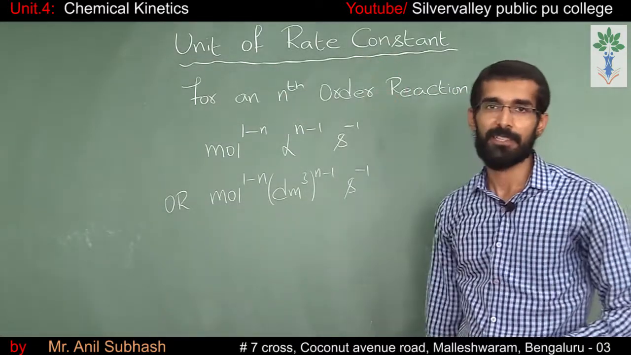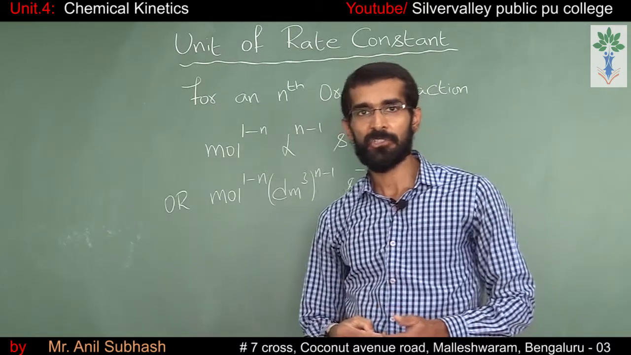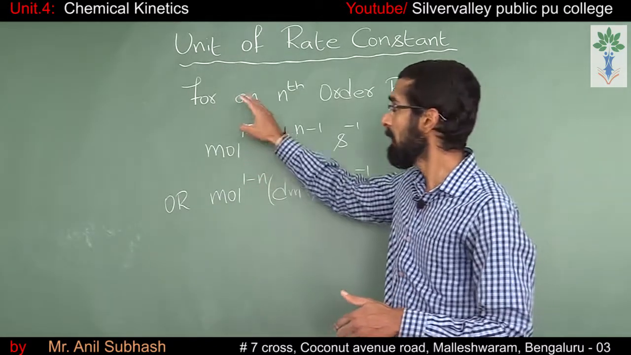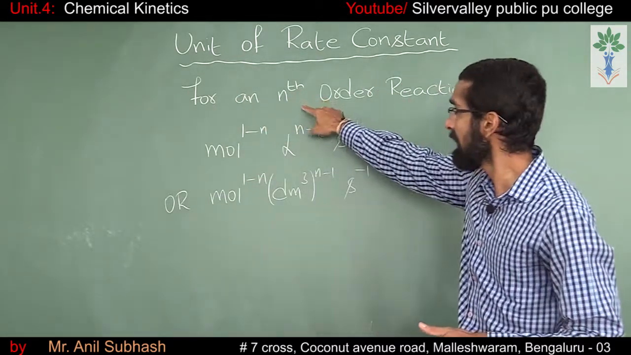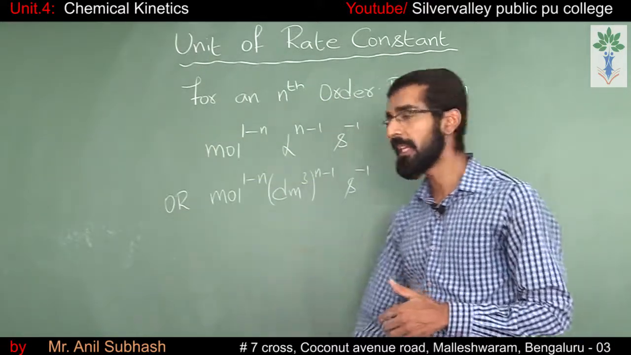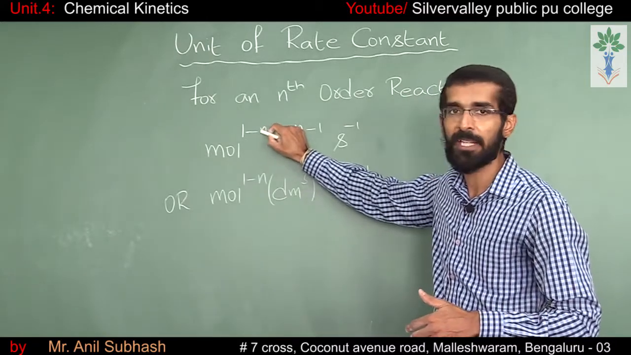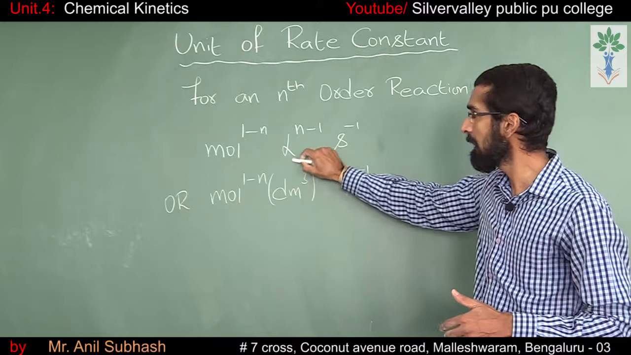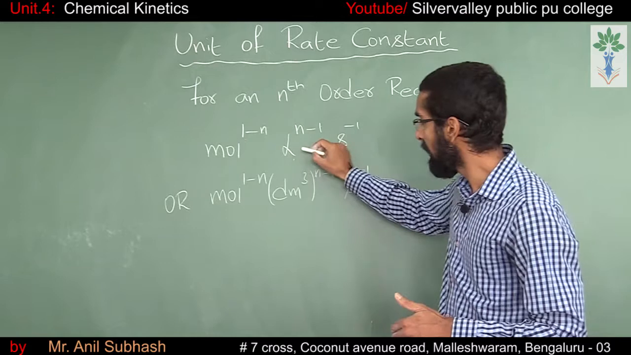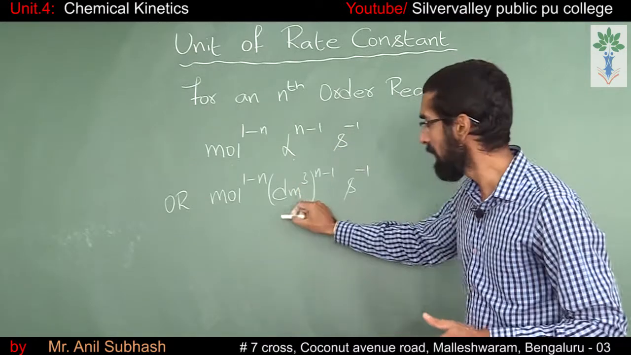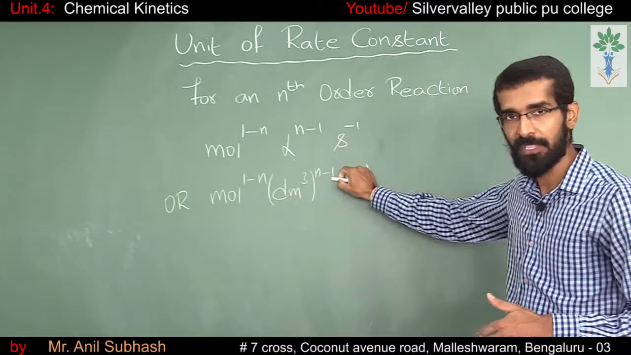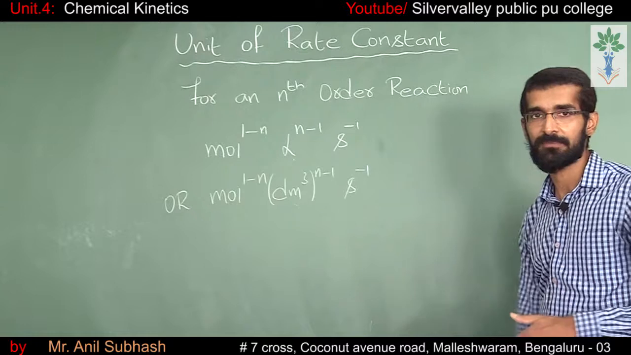Unit of rate constant. Different ordered reactions will have different units of rate constant. In general, if I consider a reaction of nth order, for that reaction the unit of rate constant will be mole to the power of 1 minus n, liter to the power of n minus 1, per second. Or if I express liter in terms of dm cube, it is mole to the power of 1 minus n, dm cube to the power of n minus 1, per second.